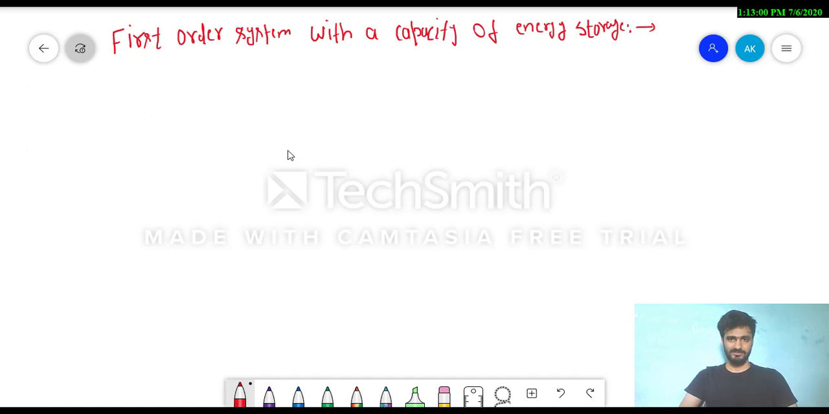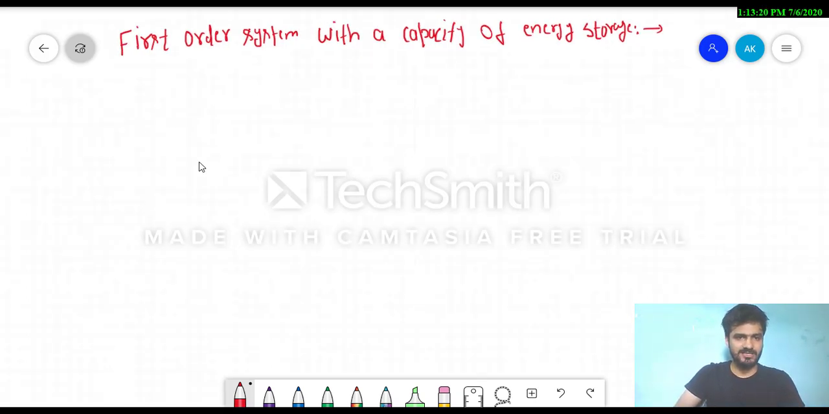If you see, the types of questions that are going to be asked are totally based on the transfer function. There will be a step input, a ramp input, or a sinusoidal input in a first order system, and they will be asking the output or response of the particular process. So just understand how we will derive the first order system with the capacity of energy storage.